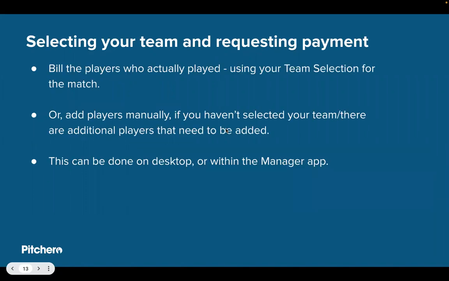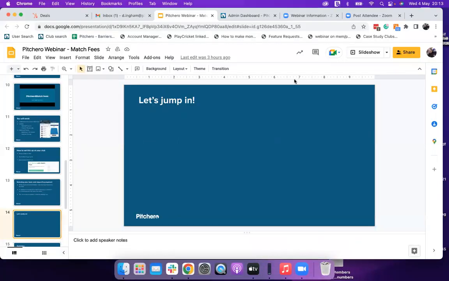So you bill players: you can select your team and request a payment. You're billing players for actual played rather than those that didn't. You can add them manually. And as I say, this can be done on the desktop or on the manager app, which we're going to pop into now and show you. So without further ado, I will come out of there.